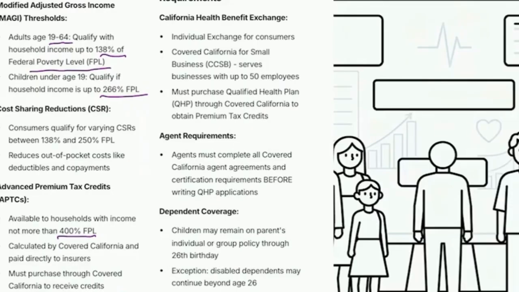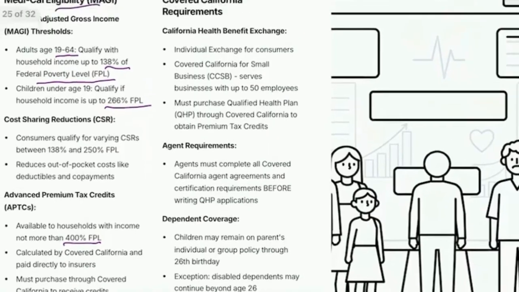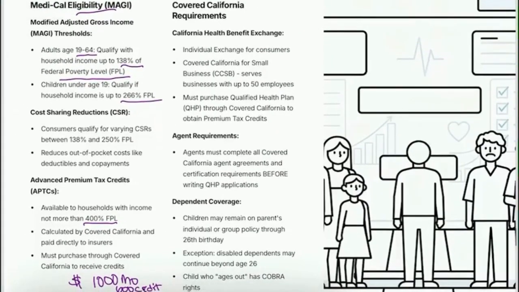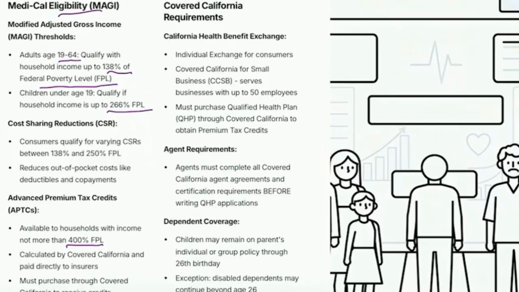That goes to your policy premium, and then you would pay the remaining, okay? Covered California requirements. California Health Benefits Exchange. It's an individual exchange for consumers. Covered California for small businesses, CCSB, serves businesses up to 50 employees. Must purchase qualified health plan through Covered California to obtain premium tax credits. So small businesses can also receive credits for health coverage.